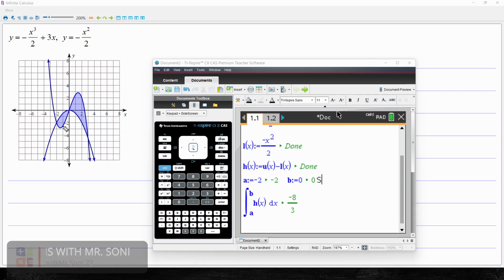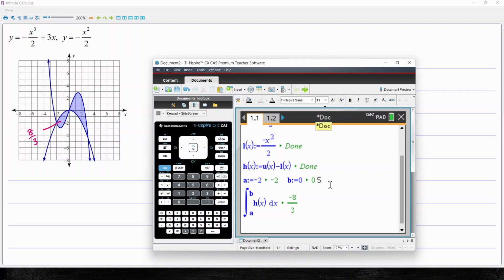So because we have defined the cubic function as an upper function, but in this situation it is a lower function, that's why the area came out as negative. And this area is -8/3, so we have to make this positive, 8/3. After that, we need to find the second area that is from 0 to 3. So for that, we need to change the value of a and b to 0 to 3. And we get this area as 63/8.